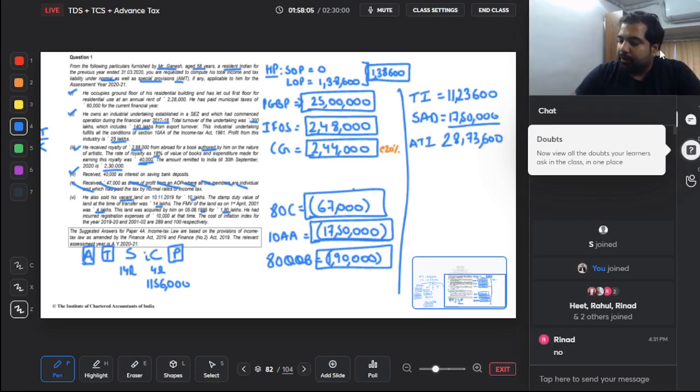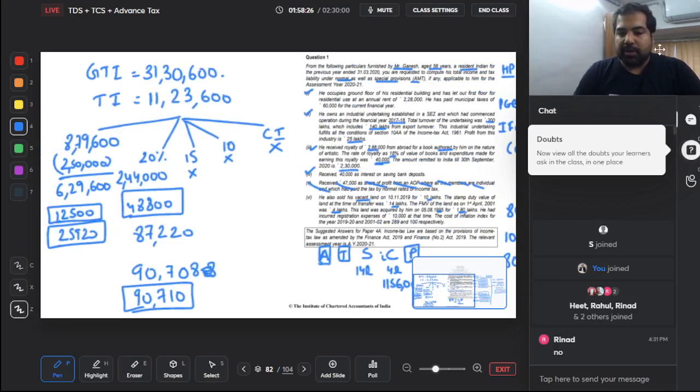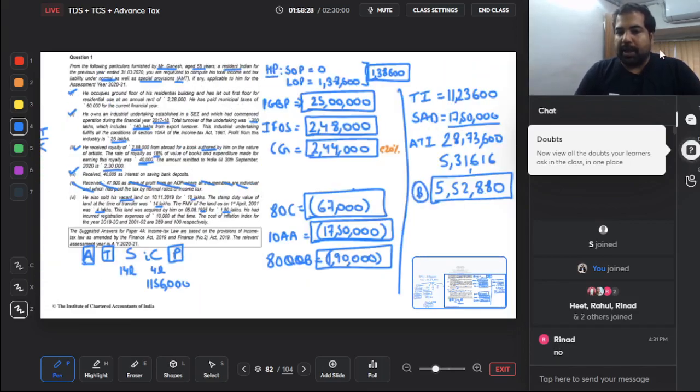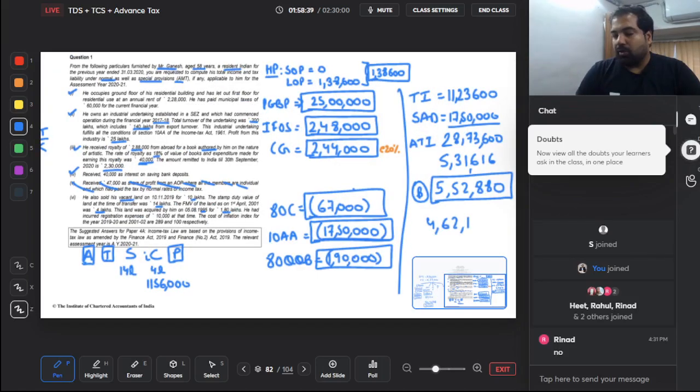On that, into 18.5%, which is 5,31,616, into no surcharge, only cess, into 104% is 5,52,880. This or this, whichever is higher. So obviously B is higher, so you will pay this and you will get a credit of 5,52,880 minus 90,710. So you will get a credit of 4,62,170. Let's check the answer guys.